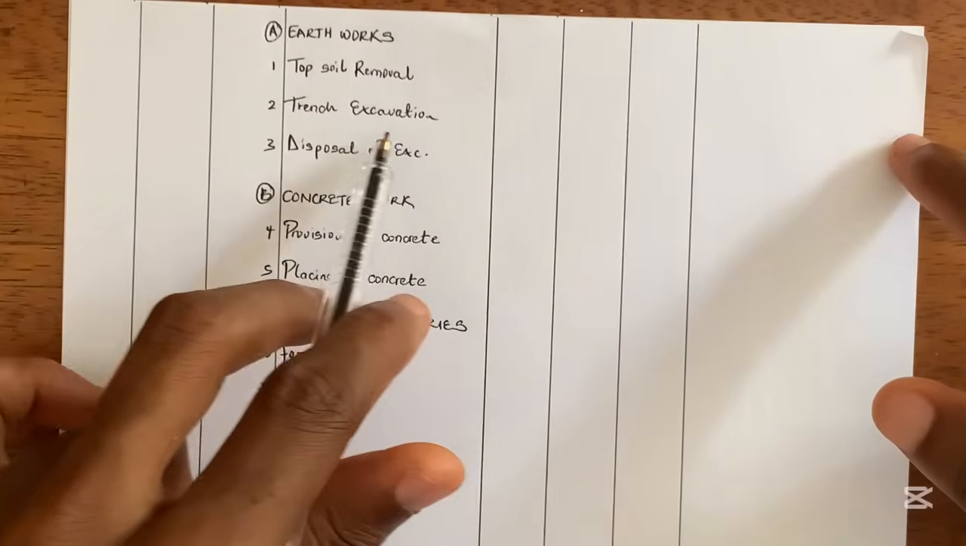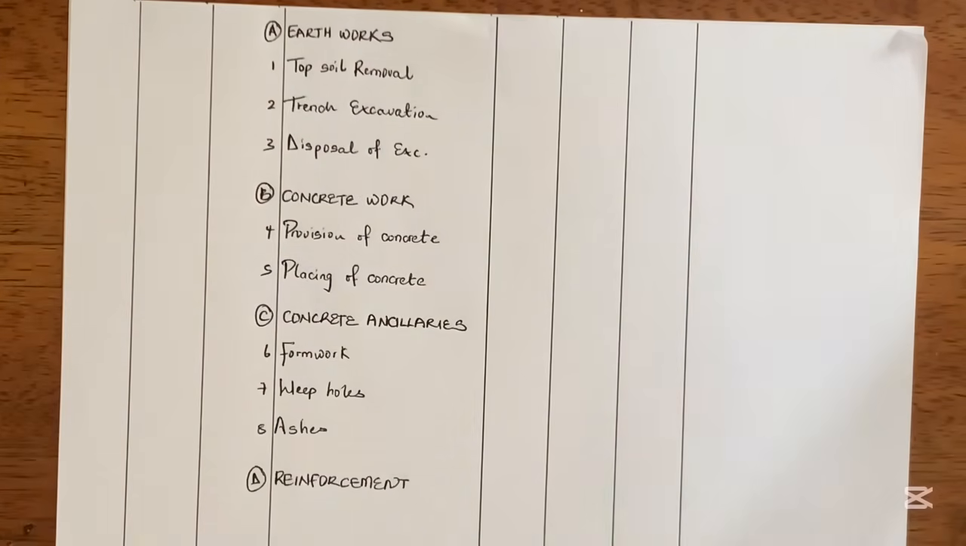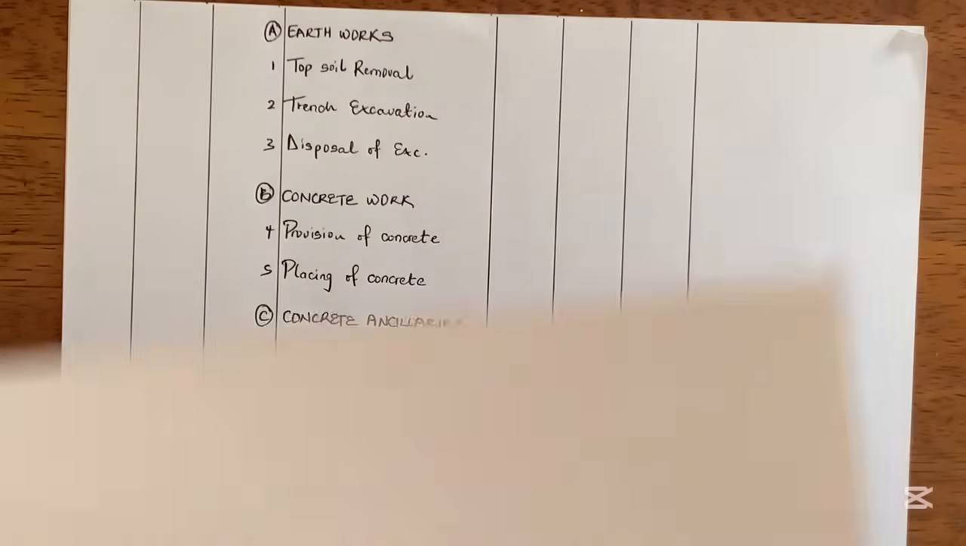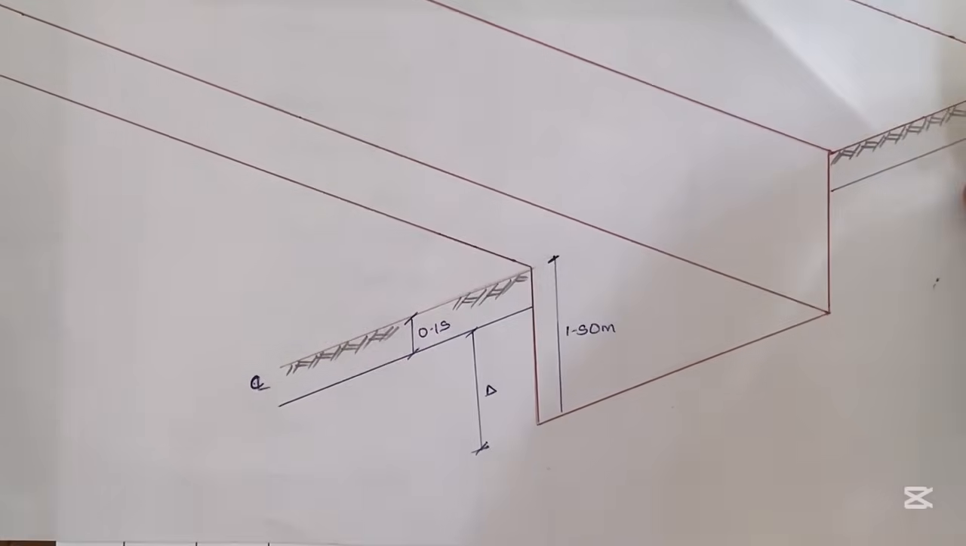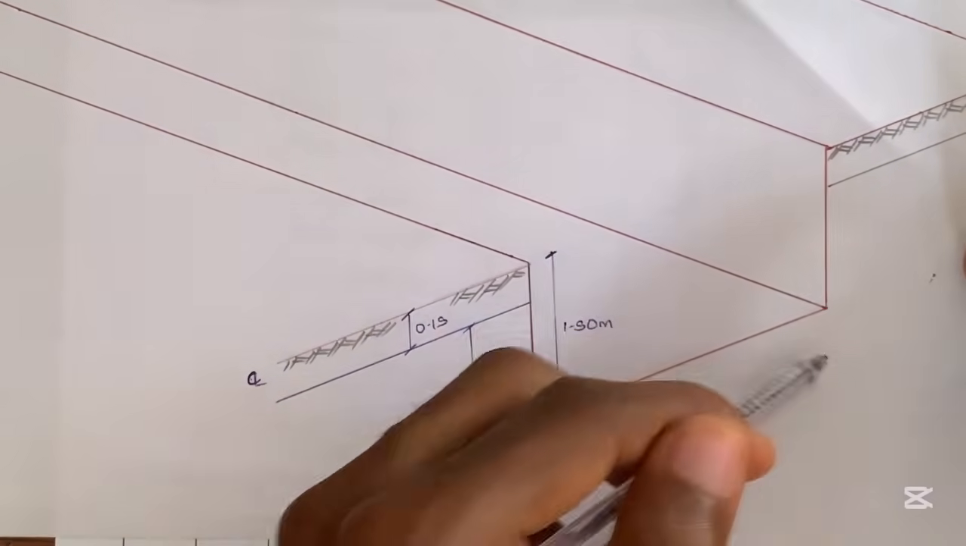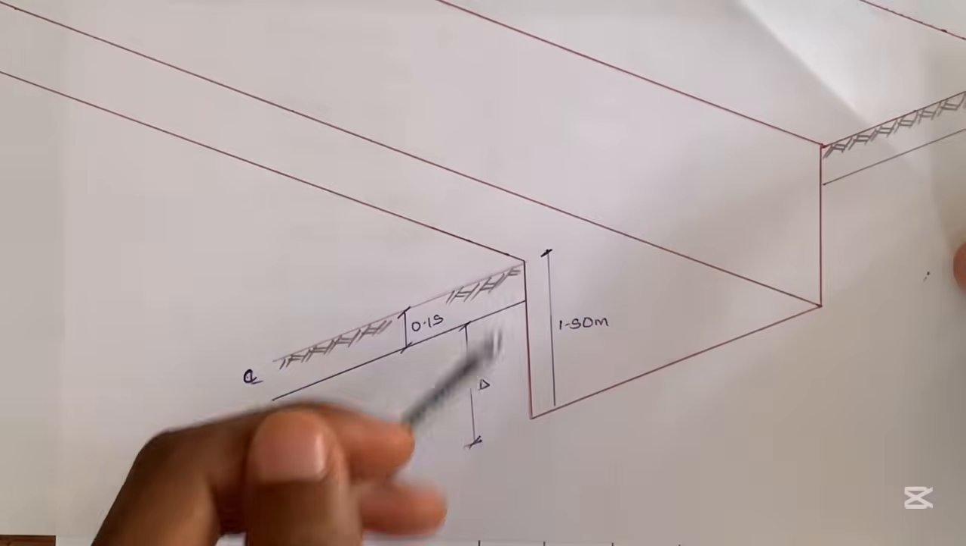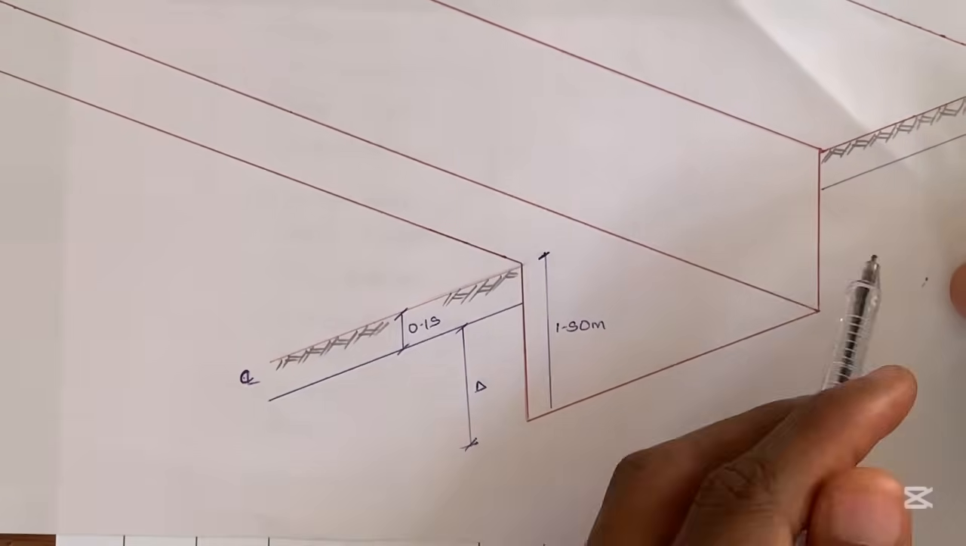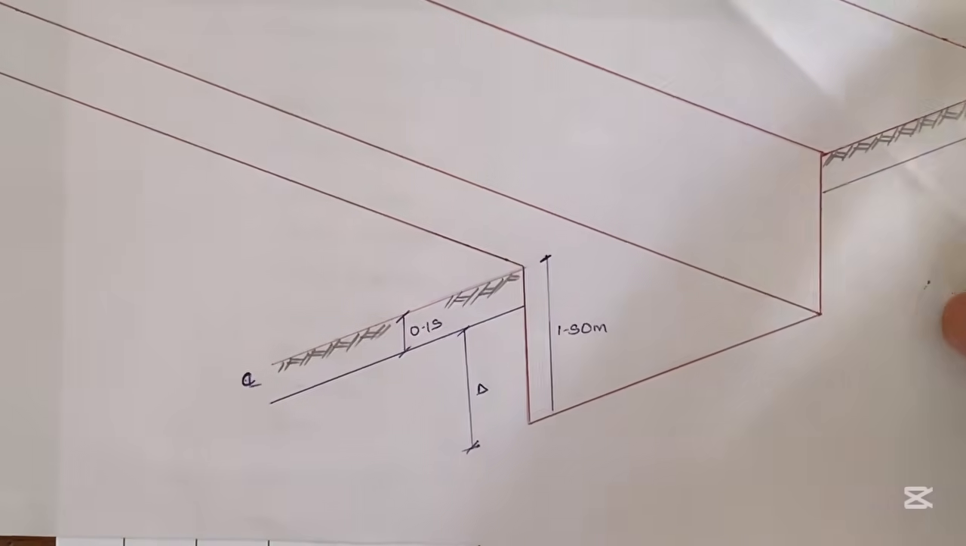The next one is trench excavation. Now remember that the base of the retaining wall is going to be sunk inside the ground. So if you look at the drawing like I did before concerning the excavation, you can see that they had to excavate a trench for the retaining wall where the base is going to settle.